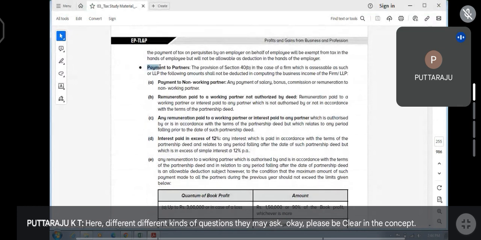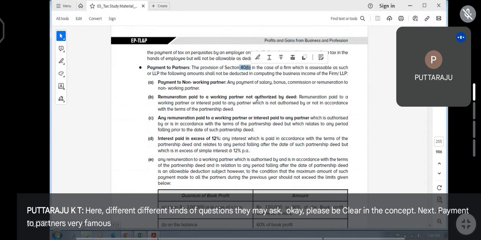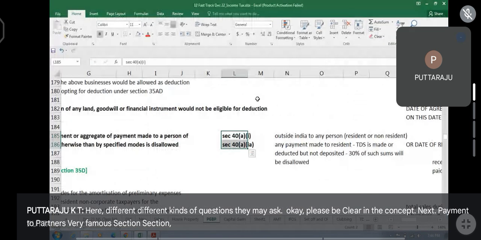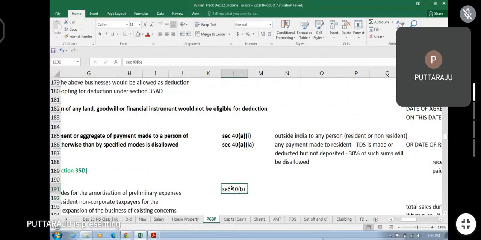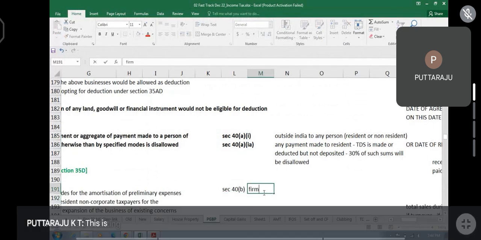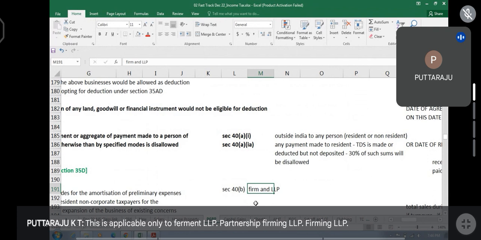Next, payment to partners. Very famous section, section 40B. This is applicable only to firm and LLP. Partnership firm and LLP, this is applicable.